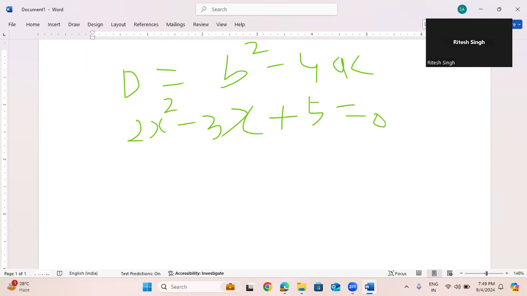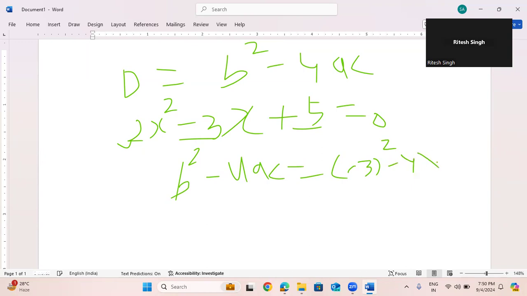This is our equation. Here A is 2, B is minus 3 and C is 5, right? So what will be the value of B square minus 4AC? You calculate: in place of B, we have got minus 3, right? This square minus 4 into A into C, 4 into 2 into 5, right? So what will it give?